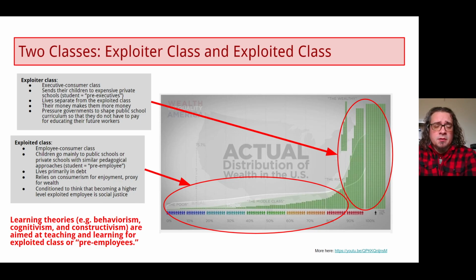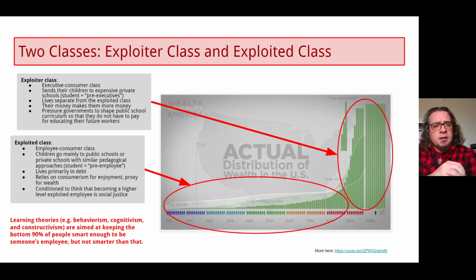And constructivism was just a fancier way of doing the same thing and getting located in the same space. So now we're connecting the personal interests and a brain organization, a schema of ideas and thoughts and all that, but we're still very much stuck with the larger goals of creating employees who are exploited. So that means that these same learning theories are aimed at keeping the bottom 90% of people only smart enough to be someone's employee, but not smarter than that.